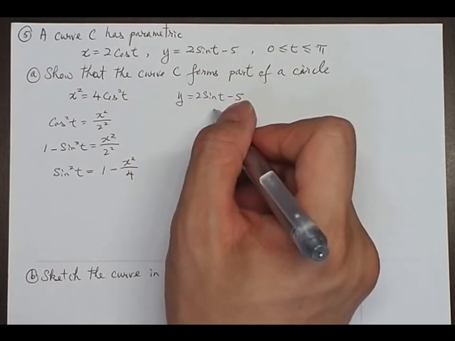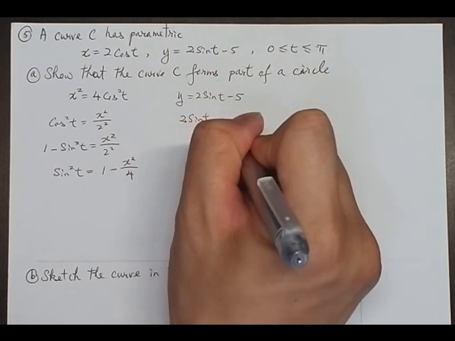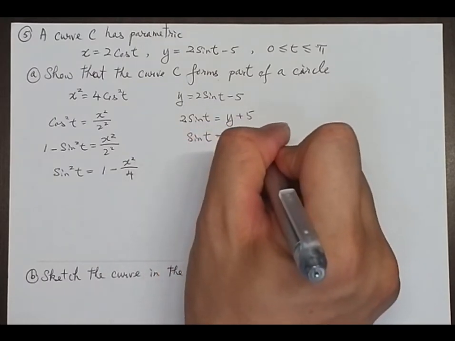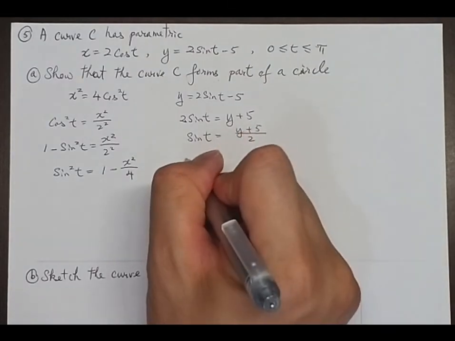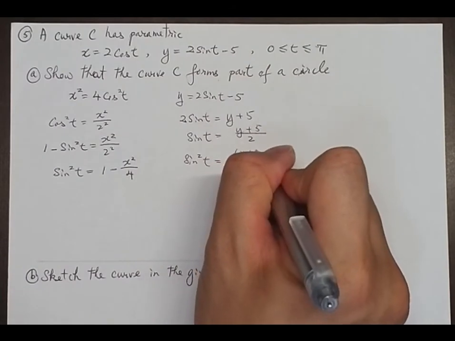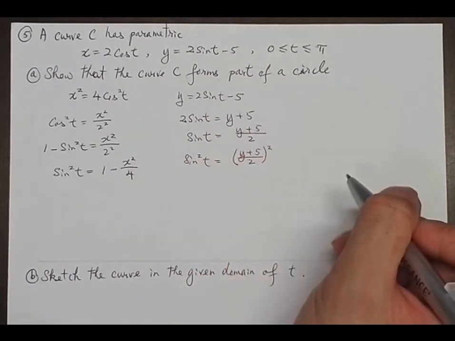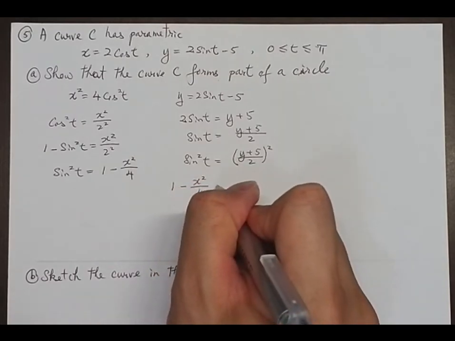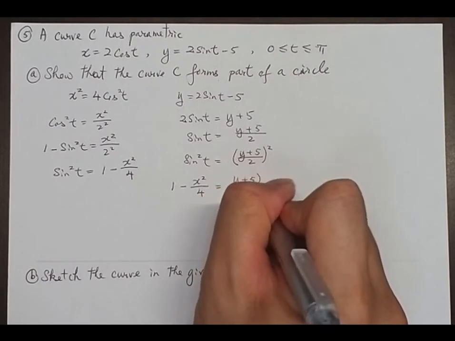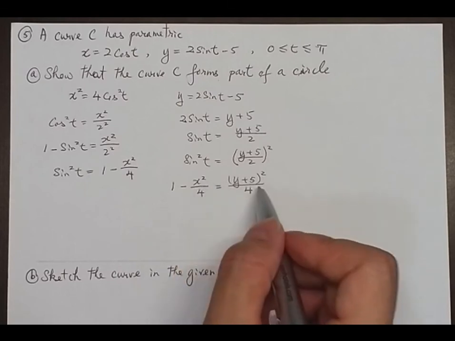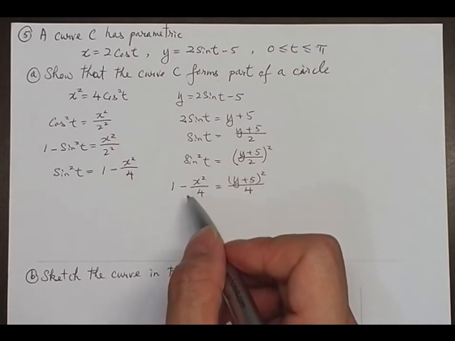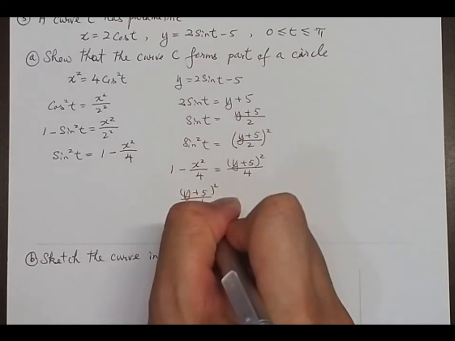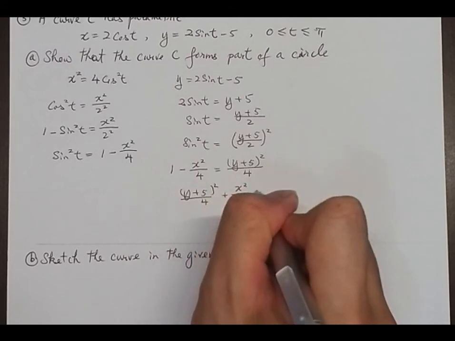And in here, if we take 2 sine t is equal to y plus 5, sine t is equal to y plus 5 over 2. And sine squared is equal to y plus 5 to the square over 2 to the square. So we know that sine squared t is 1 minus x squared over 4 equal to y plus 5 to the square over 4. We take x and y into the left-hand side and the number to the right-hand side. We have y plus 5 to the square over 4 plus x squared over 4 equal to 1.